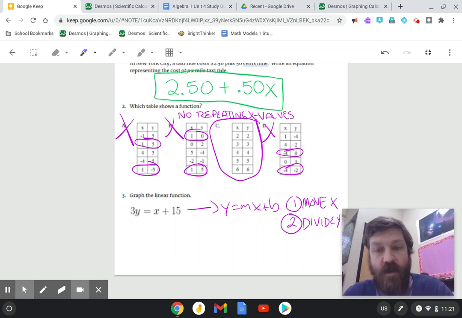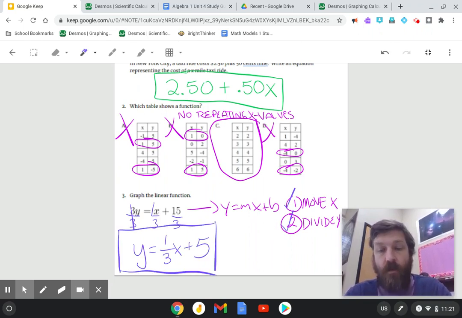Here, the x is already away from the y. It's on the other side of the equal sign, so we're already done with step 1. Step 2 says to divide the y. So we're going to divide by 3, and when we do that, we divide everything by 3. That's going to cancel, giving me y equals, which is what I want, y = mx + b. So x over 3 needs to be written as 1/3 x. Remember, there's an imaginary 1 with the x, so it becomes 1/3 x. 15 divided by 3 is 5.